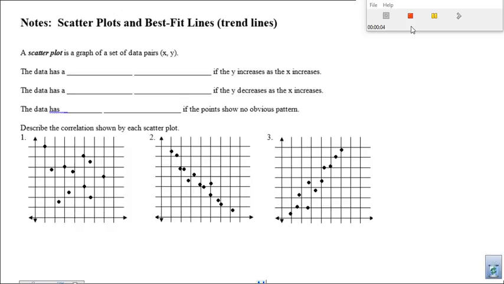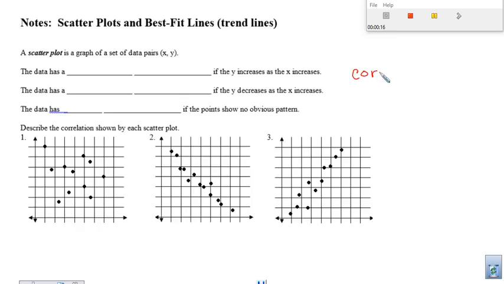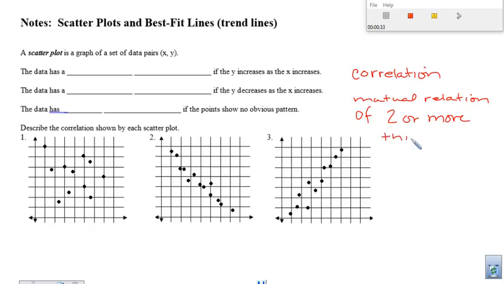Okay, scatter plots and best fit lines or trend lines. This should be a bit of a review. You should have done some of this in 8th grade. Remember that correlation is a mutual relation of two or more things. That means that they relate to each other in some way.